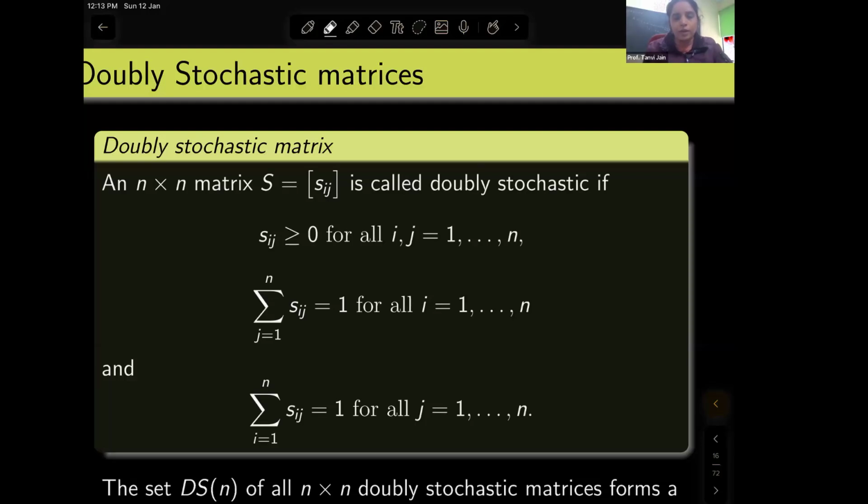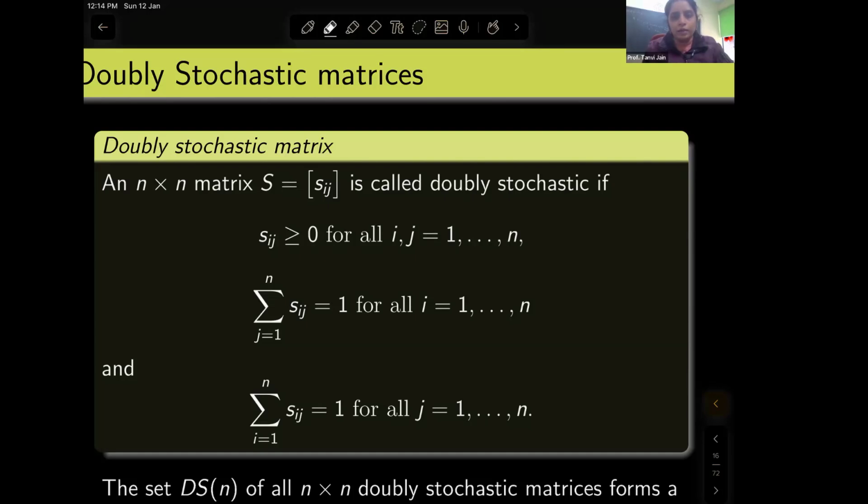So what is an n cross n doubly stochastic matrix? S is an n cross n doubly stochastic matrix if all entries are greater than or equal to 0, so they will obviously be non-negative real numbers, and the sum of every row and the sum of every column adds up to 1. So the summation over i of Sij is 1, and the summation over j of Sij is 1. So the sum of the entries of every row and of every column is 1. That is a doubly stochastic matrix.